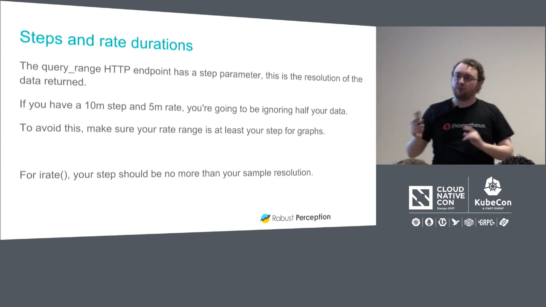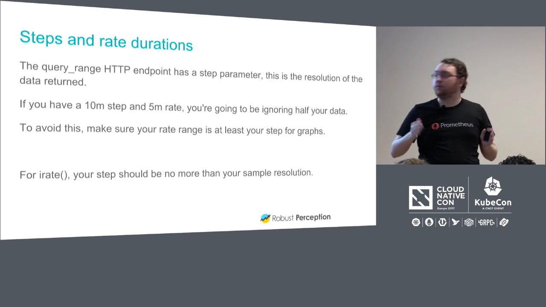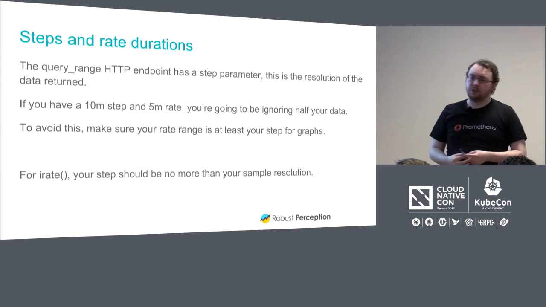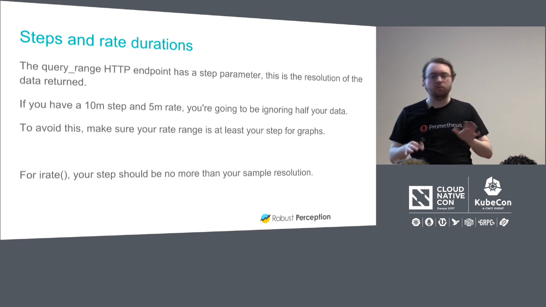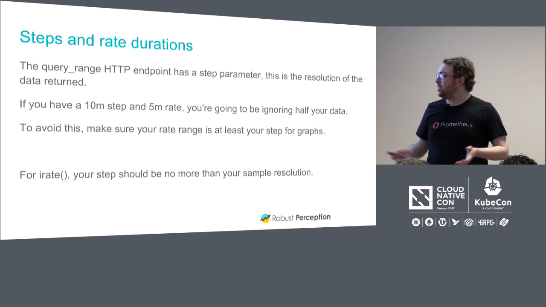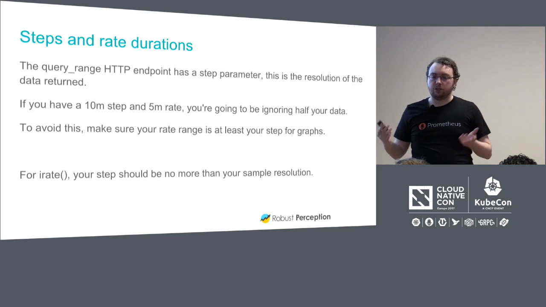So you need to make sure your rate range is generally at least the size of your step. And in irate, you want your step to be no larger than your sample resolution. So it'll always have those 2 points, even if there's a failed transfer. So just keep that in mind. Otherwise, you're going to be missing data and not getting a true average because you're missing half of it.